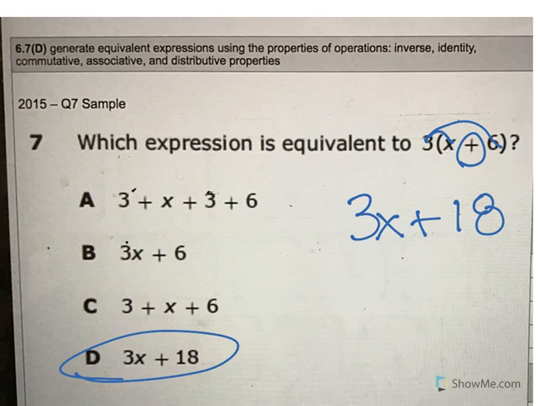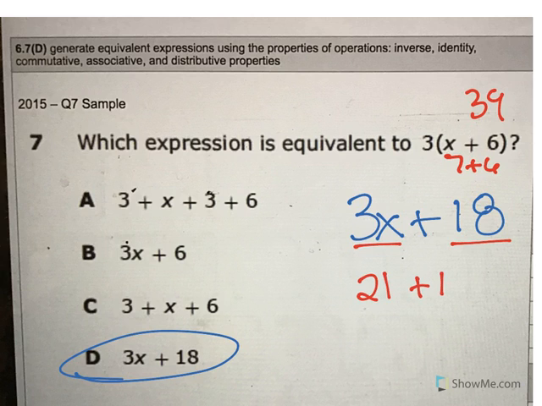None of the other ones would give us the same value. Let's just put in a number for x. Let me erase this some so you can see it a little better. So let's just say x was 7. Let's see if D is correct. 7 plus 6 is 13, and 13 times 3 is 39. Well, would we get 39 if we did it this way? 7 times 3 is 21, and 21 plus 18 is still 39, so we did it correctly. So again, our answer is D.